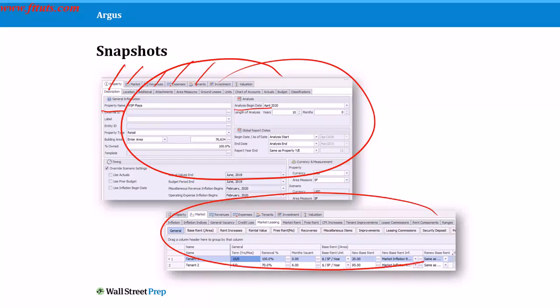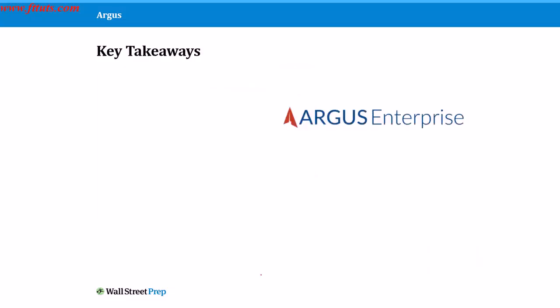Down here, I've got a quick snapshot of the market tab. You'll see once you click into the market tab, you've got a lot of different options here. You've got market leasing assumptions, market rent assumptions, free rent, and you can see we've got those percentages that I was talking about. So we're not going to spend time talking through Argus. You can go do that separately, but we will be leveraging outputs from Argus.